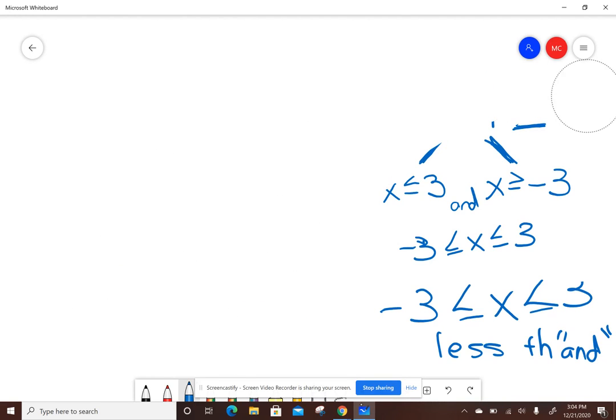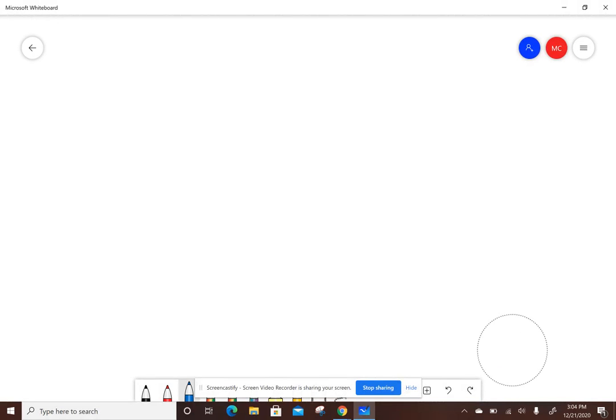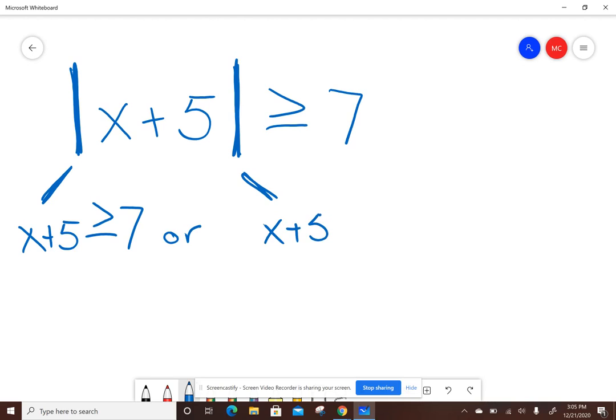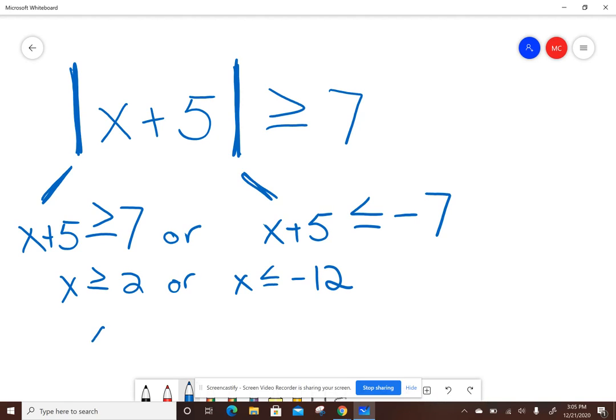Now let's do one that's just slightly more complicated. We'll say something like this: the absolute value of X plus 5 is greater than or equal to 7. Okay, so the absolute value sign is already isolated, which means we're going to have two. Either X plus 5 is greater than or equal to 7, or X plus 5, I flip the direction of the sign and I make that negative. And this answer becomes X is greater than or equal to 2, or X is less than or equal to negative 12. So when we graph it, it's greater than 2 and less than negative 12.